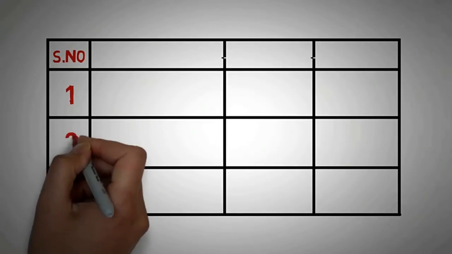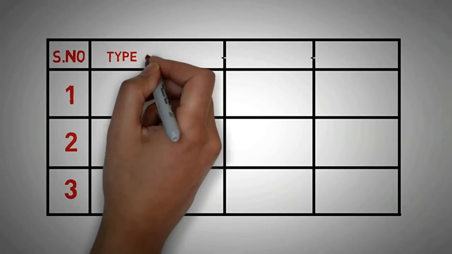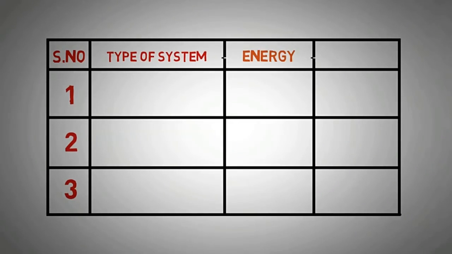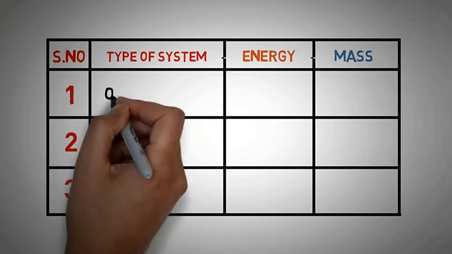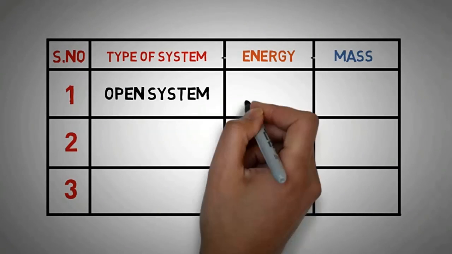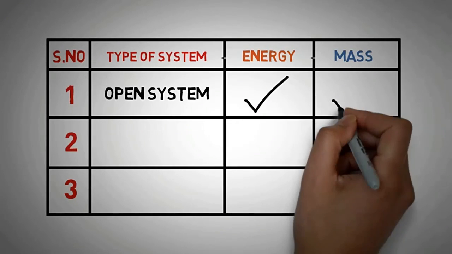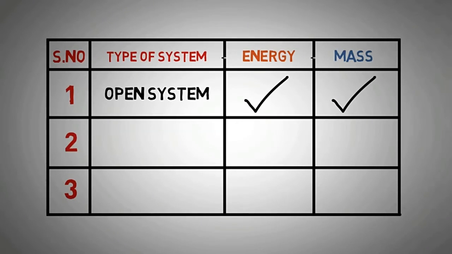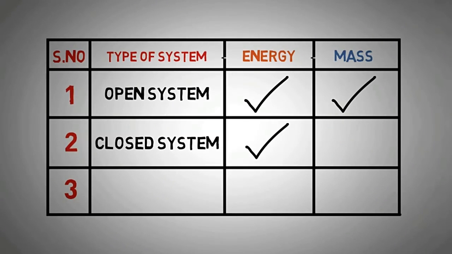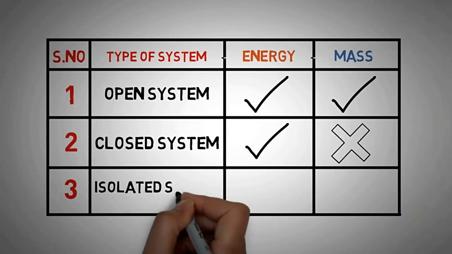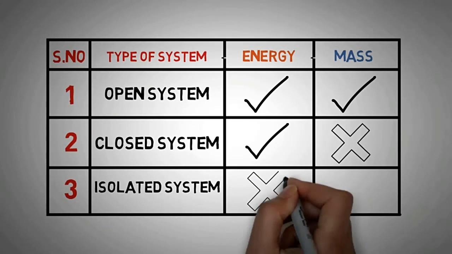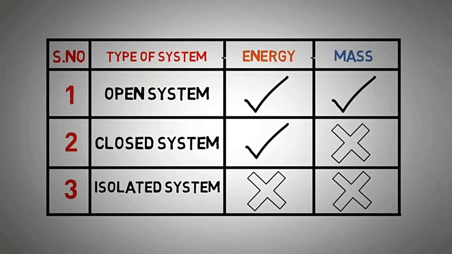Let's summarize what we have learned so far in this video in the form of table. Here we will put a tick mark which flows across the boundary of the system and a cross which does not. We know that in an open system both energy and mass flows across the boundary of the system. In closed system only energy is allowed to cross the boundary of the system but mass is not allowed to do the same. In an isolated system neither energy nor mass is allowed to cross the boundary of the system.